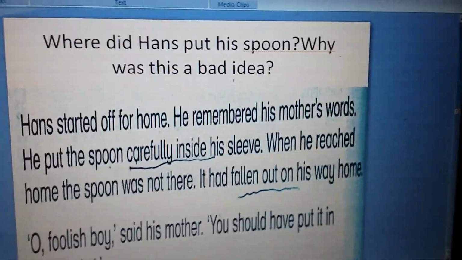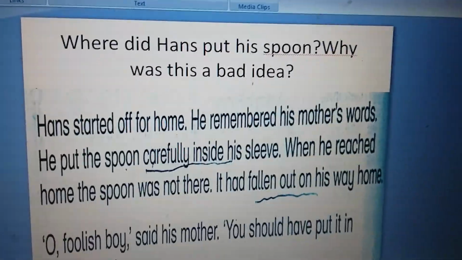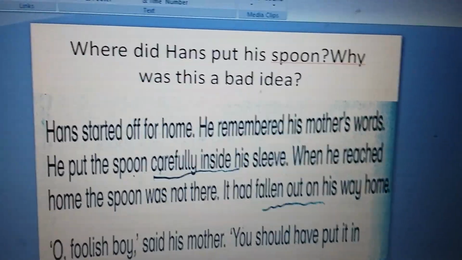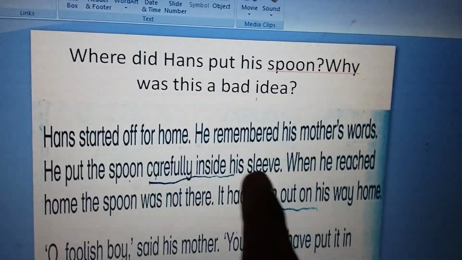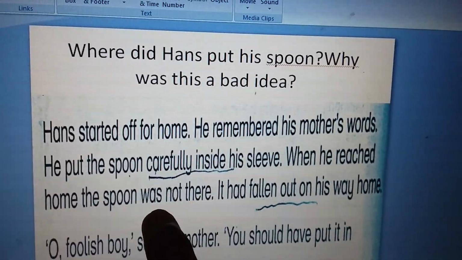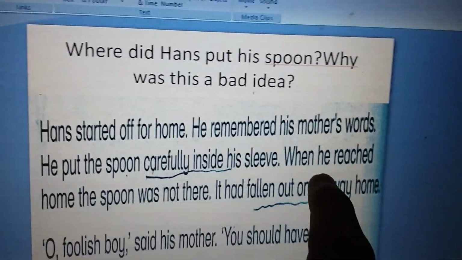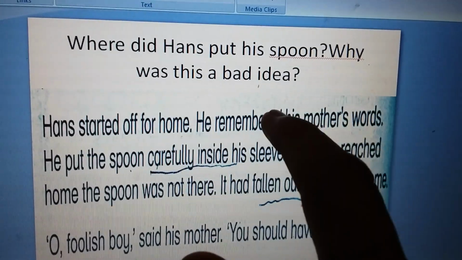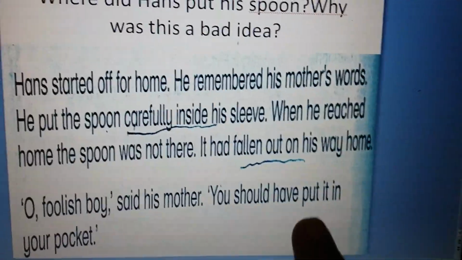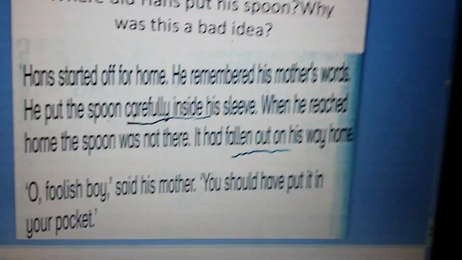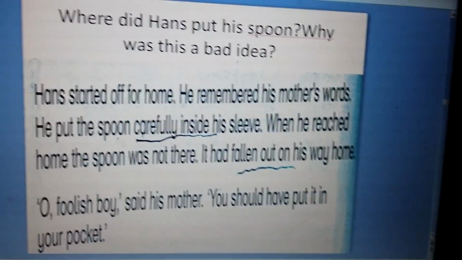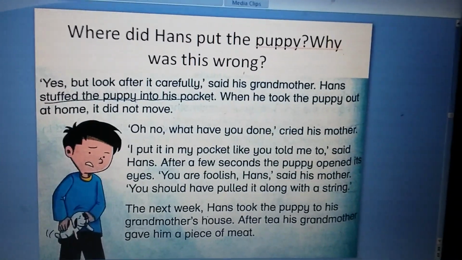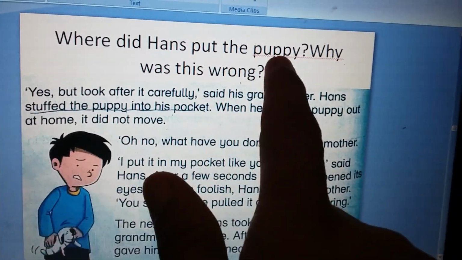Because in a sleeve we can fold, or we can put very light things, and the spoon is very heavy, it carries weight. That's why it fell out from the sleeve, because the spoon was heavy.